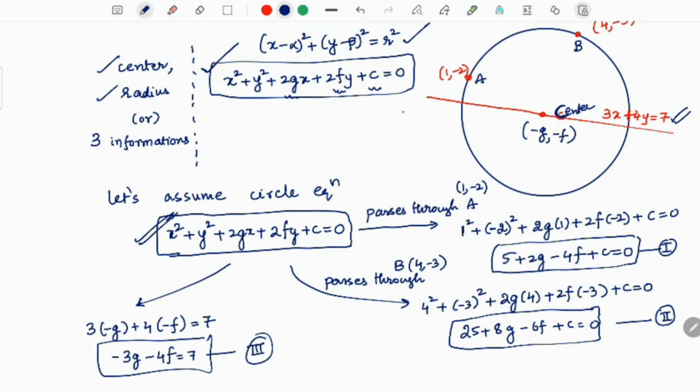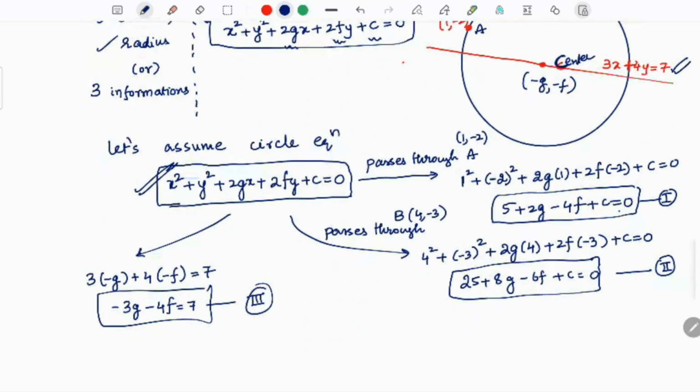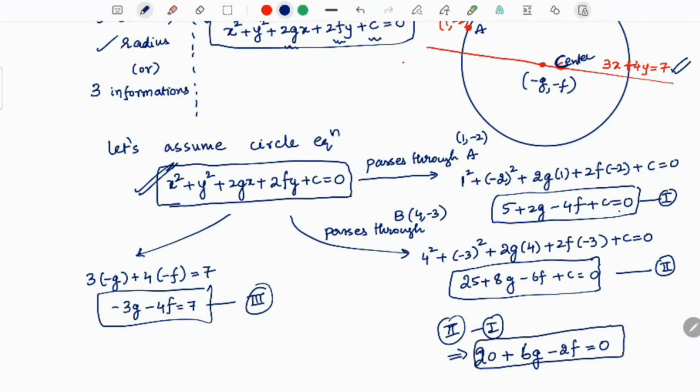From here, we can solve and find the g value, f value, c value. Do you know how to solve? Subtract the first equation from the second equation. c will be eliminated, and you will have one equation in g and f. Okay, let's do second one minus first one. Second equation minus first equation, what do we get? 25 minus 5, that is 20. 8g minus 2g is 6g, minus 6f minus minus 4f... and c is 0. Yes, correct, you are right. It is 20. So using these two, I can find the g value and f value.